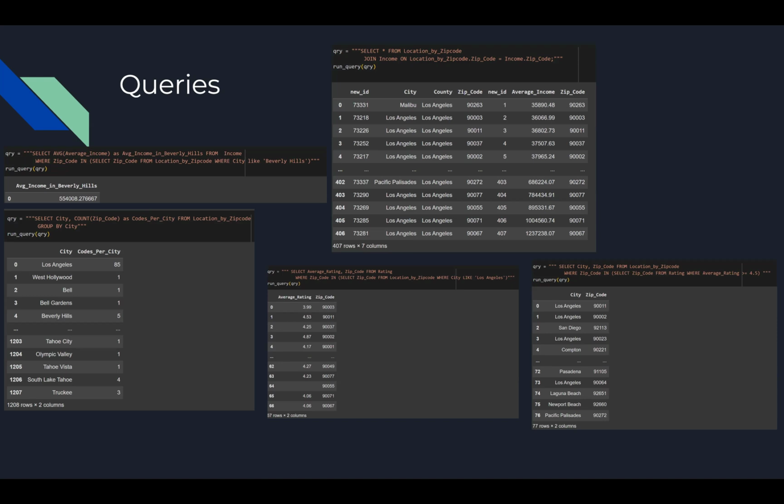I grouped the average income versus every zip code, and you could look at that and sort it and see which zip codes have the highest income per person. You can get the average rating of a restaurant versus its zip code, so you can look at that. And then my last query was you can look at the cities where the average rating was the highest. So I did an average rating of above 4.5 stars.